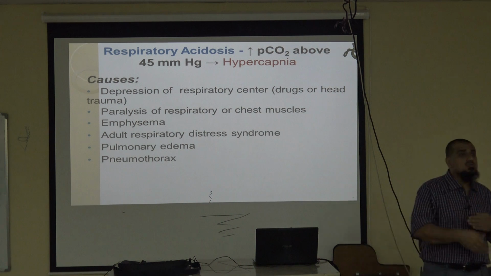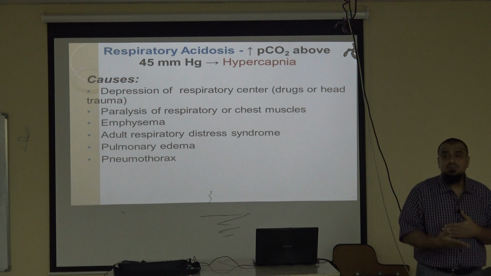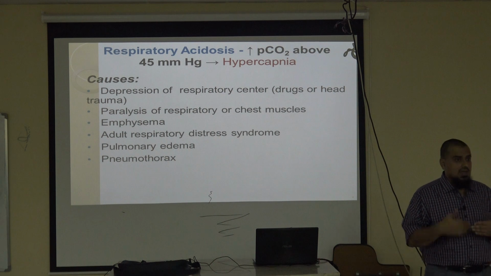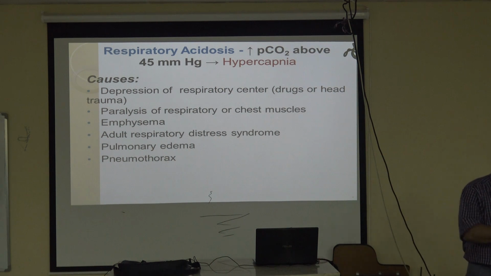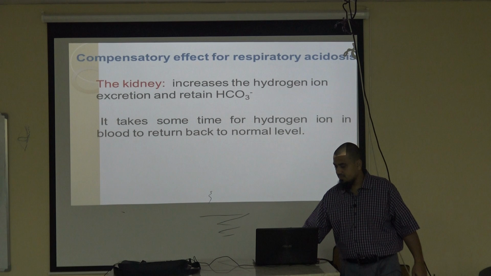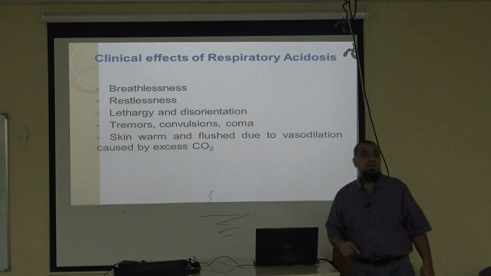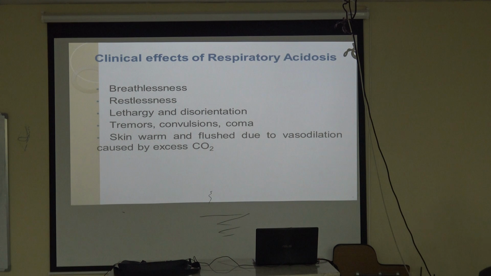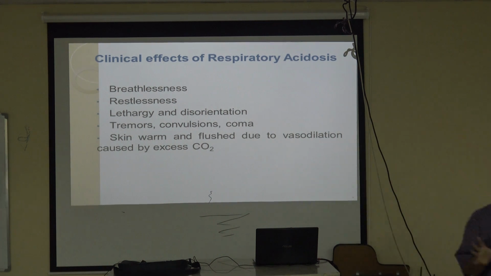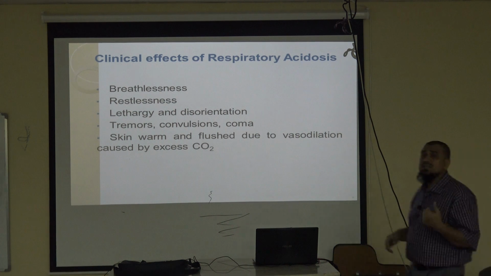So if this is a sequel to a disease, will it have some signs and symptoms of its own? Of course, yes. Complications can have their own signs and symptoms. So what signs and symptoms do you develop generally as a result of respiratory acidosis? You develop breathlessness, restlessness, lethargy, disorientation, tremors, skin disorders, warm flushed skin. These are the signs and symptoms presented on the slides that you develop as a result of respiratory acidosis.